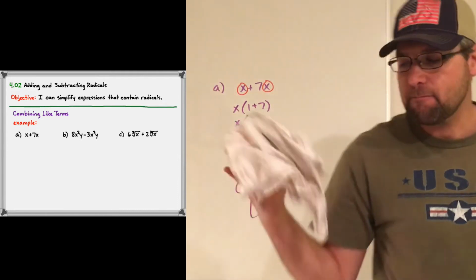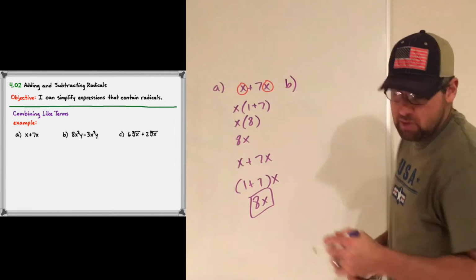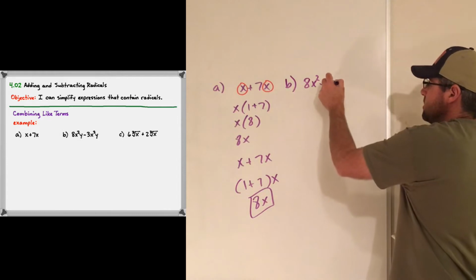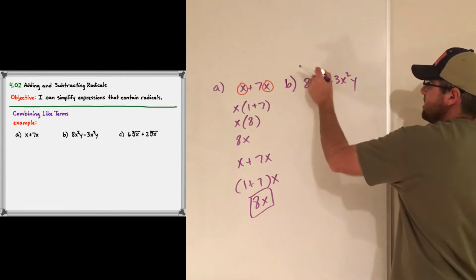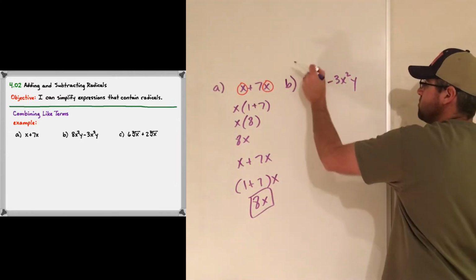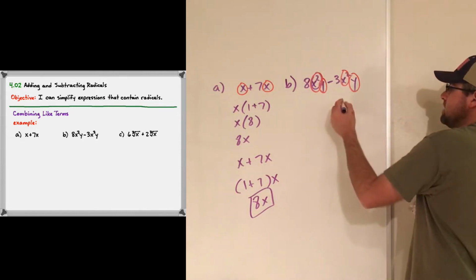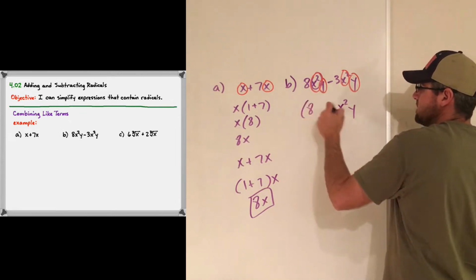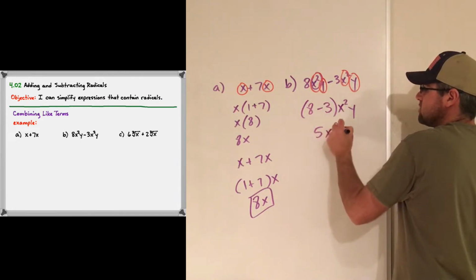All right, so example B, we've got 8x squared y, and then minus 3x squared y. So what do they have in common? Well, I can see that they both have, oops, using the same color here. They both have the x squared and they both have the y. So the GCF in this case is going to be x squared y. And then left over here is going to be 8 and left over here is negative 3. So we can combine those to say 5 x squared y.